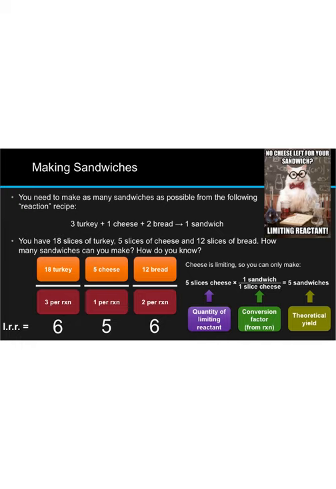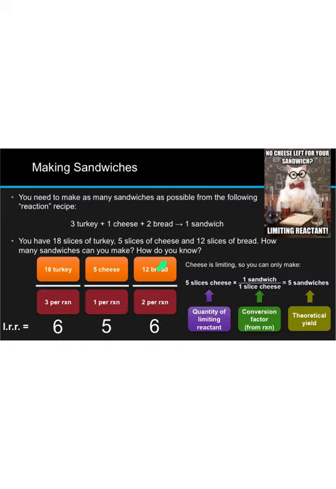Well, even without looking at the rest of this slide, you likely already intuitively know that you're going to run out of cheese first. And because you need 1 slice of cheese for each sandwich, the most sandwiches that you could make would be 5. That's because, relative to the recipe's requirements for turkey, for cheese, and for bread, you have the least relative amount of cheese. If we divide the amount of turkey that you have by the number required for each sandwich or reaction, you get a limiting reactant ratio of 6.